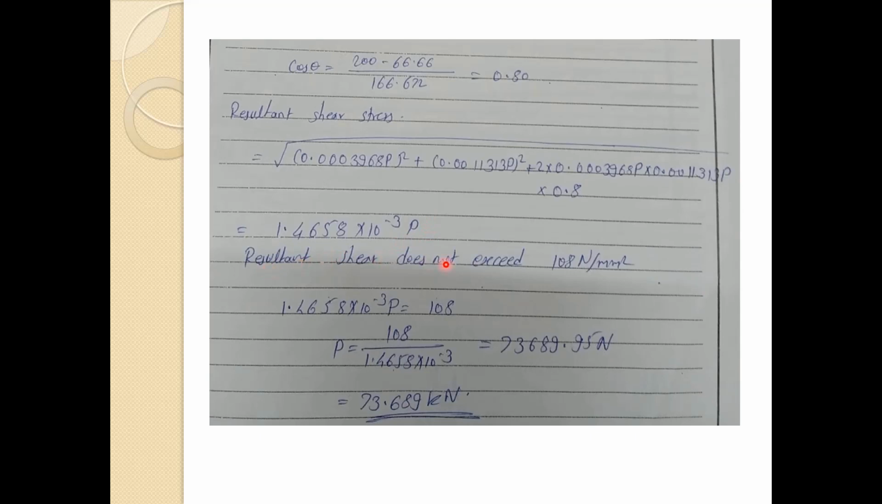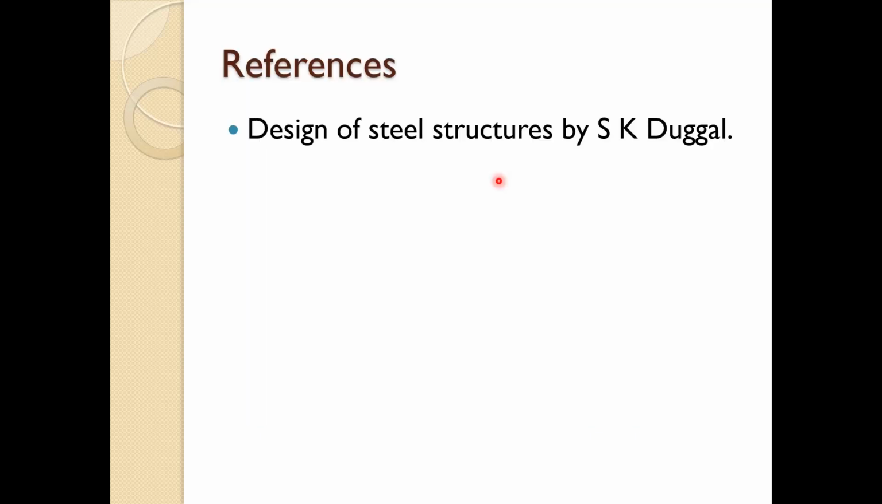So the resultant should not exceed 108 Newton per mm square. So we are equating this with the 108. So by equating all this, we'll get P equals 73,689.95 Newton. So that is 73.68 kilo Newton. So this is the answer of that particular problem. So that way we can find the value of P.